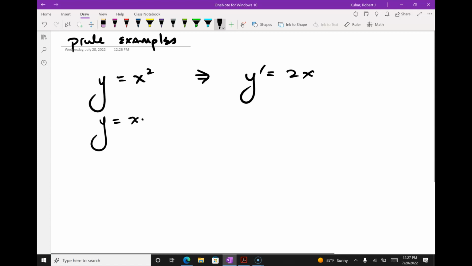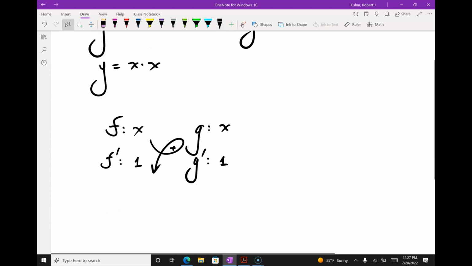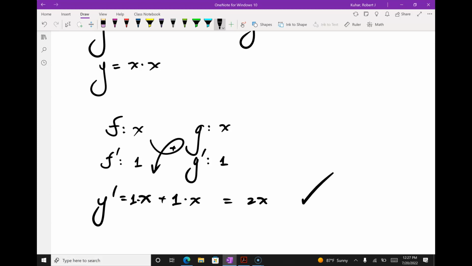But if I look at it, x times x, that's x squared. My first function is x. The derivative of that is 1. The second function is x. The derivative of that is 1. And I'm doing a product rule, so I get y prime is x times 1 plus x times 1. So 2x. Same answer, of course.